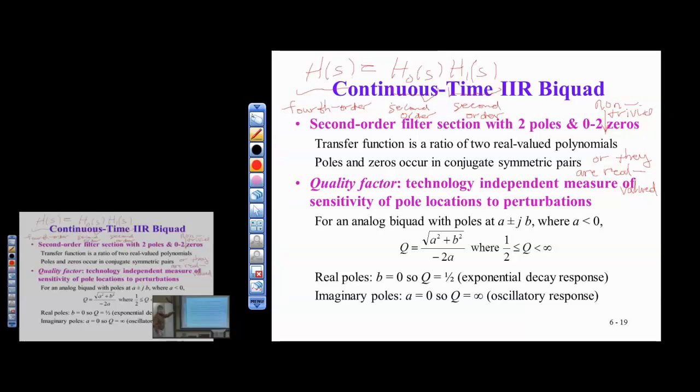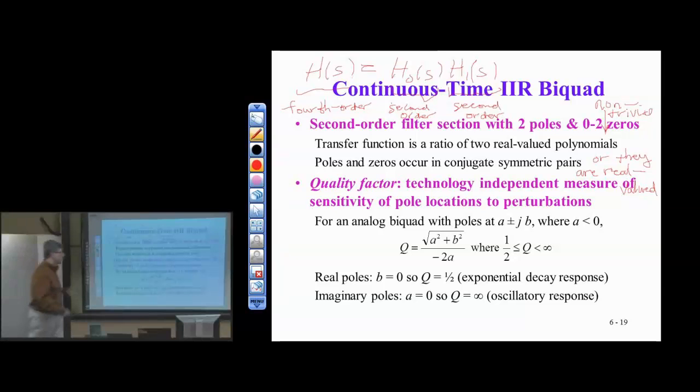There's a notion of quality factor, which is a technology-independent measure of the sensitivity of pole locations to perturbations, which means that when I go to build this circuit out of resistors and capacitors, or whatever I'm using, the pole locations won't be exactly where I wanted them to be, because there's some tolerance in the resistor and capacitor values. There's some uncertainty in their values. That means there'll be some uncertainty in the pole locations.